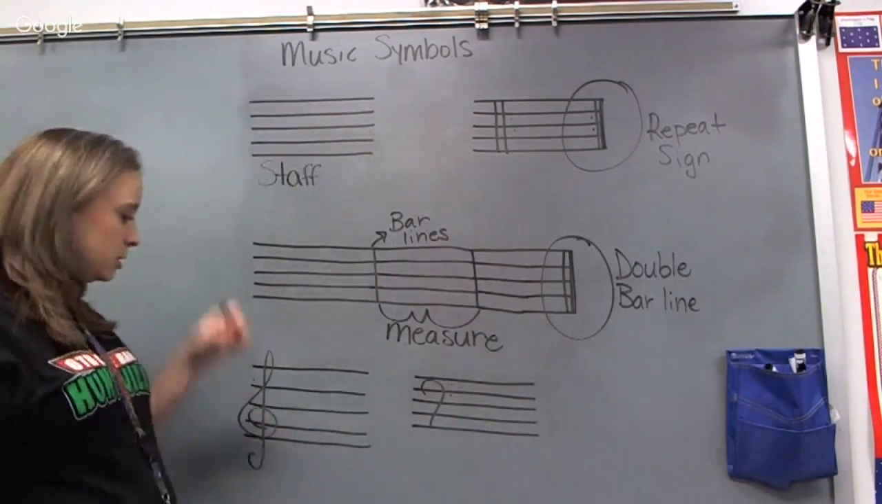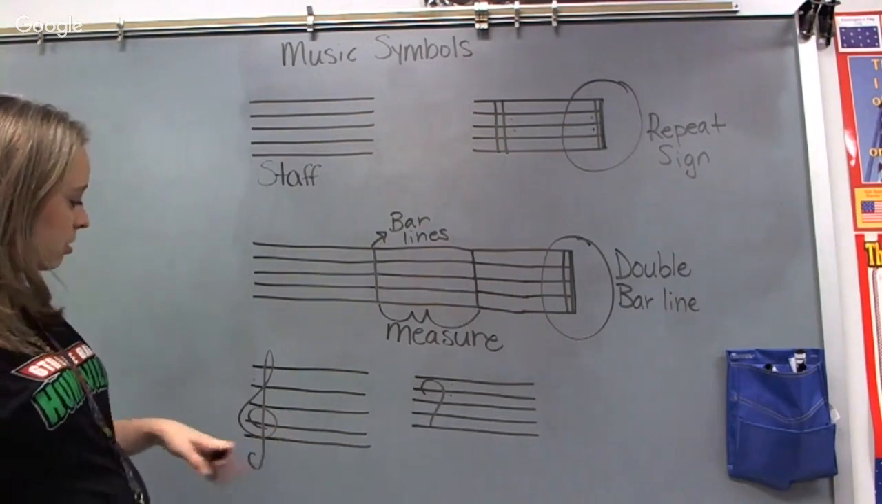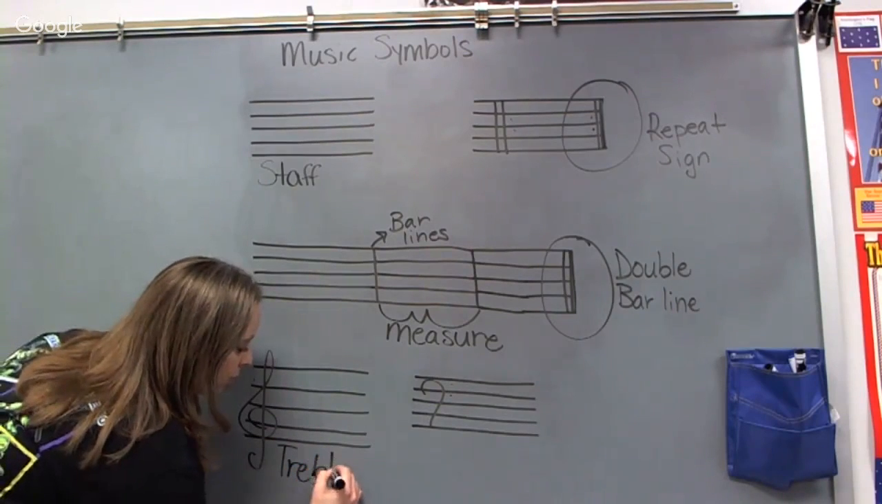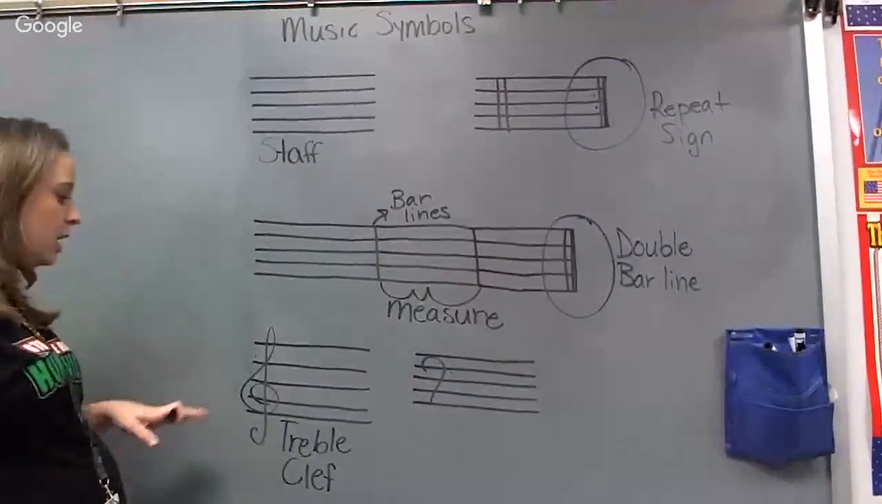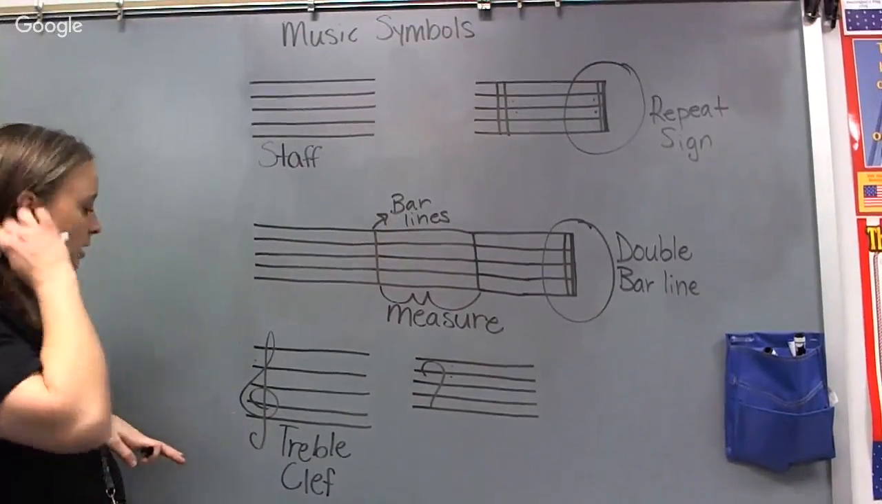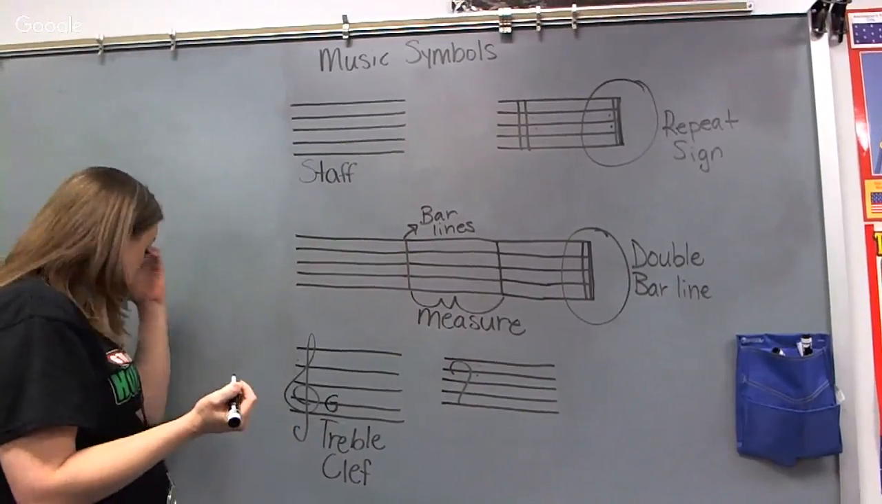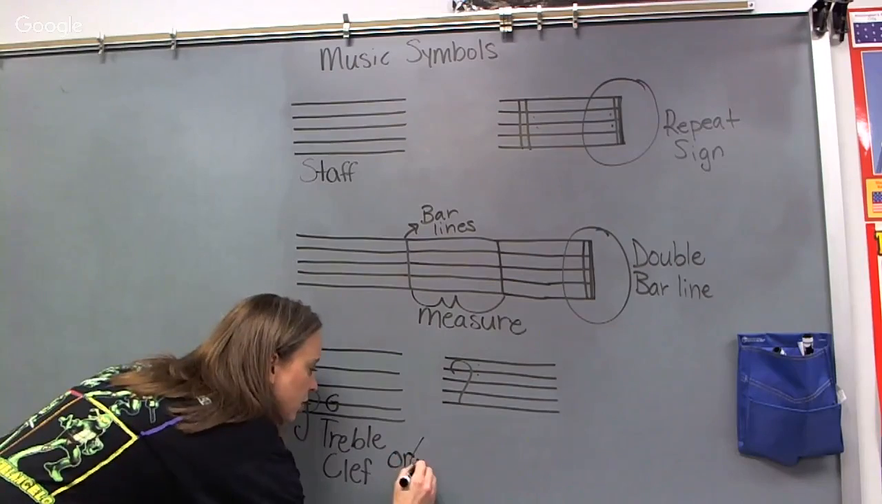The last 2 symbols I'm going to talk to you about are these 2 symbols down here. This symbol right here on our staff is called a treble clef. Most of you are probably quite familiar with a treble clef and have seen it a few times. It also has another name. It gets its other name because it circles this line right here, which is the G line. So it is called treble clef or G clef.